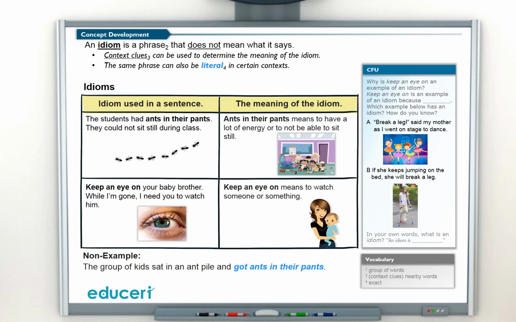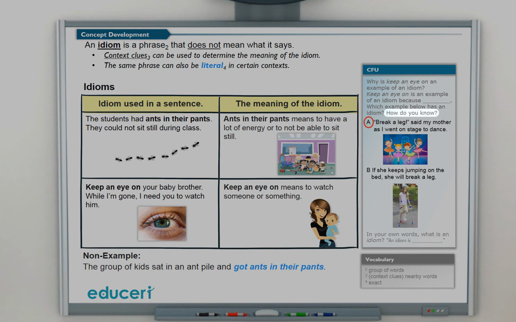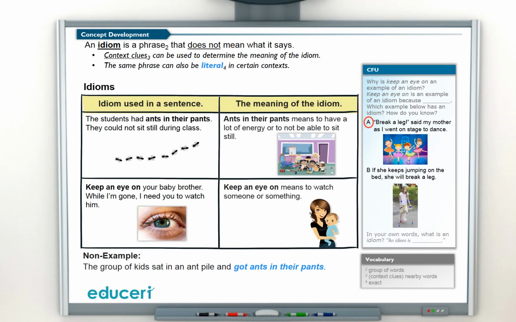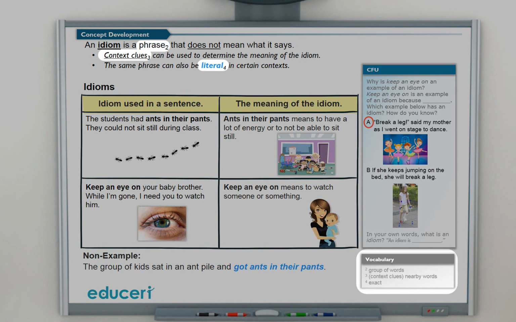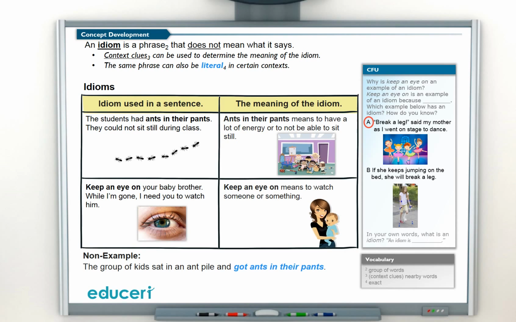Although some questions start as multiple choice, students are always asked to explain how they know. This is a great way to get students to explain their own thought process. Just like the previous page, the Concept Development page may contain academic words with the definitions located in the vocabulary box on the lower right corner of the page.